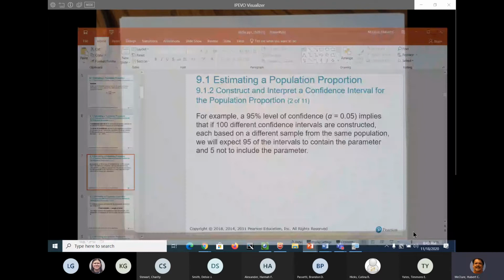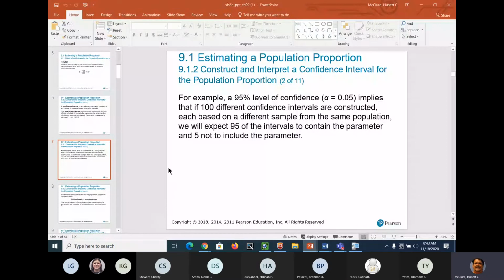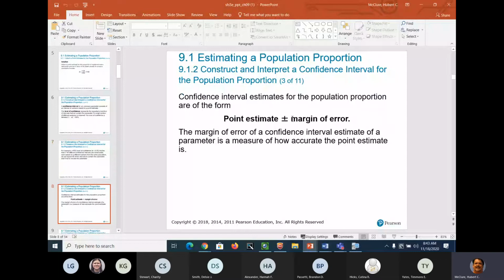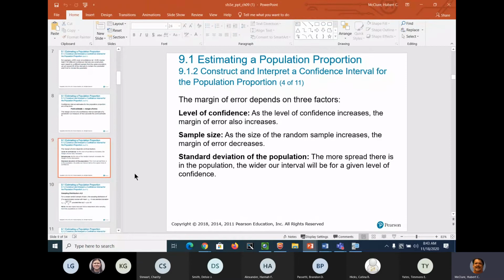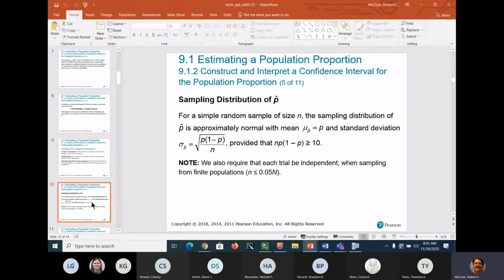It says, for example, a 95% confidence level, 0.05, implies that 100 different confidence intervals, and so on. Here is the first thing we're going to learn. The margin of error. Write that down. This is your first testable item in 9.1. Margin of error. I call it the MO. And I'm going to go ahead and show you the formula, even though they're going to have it done a different way.